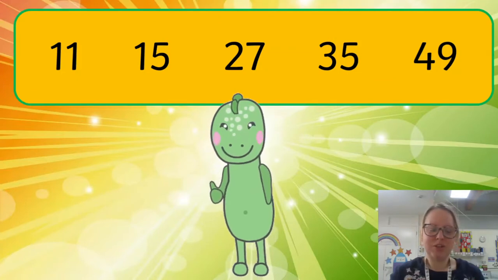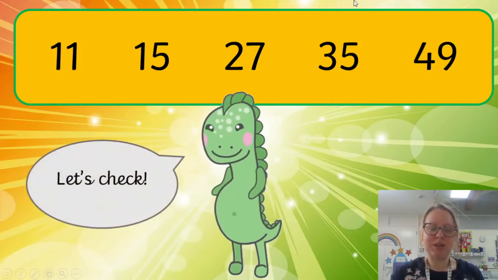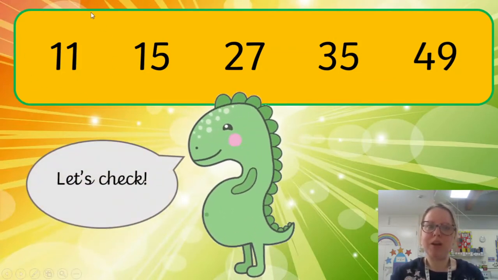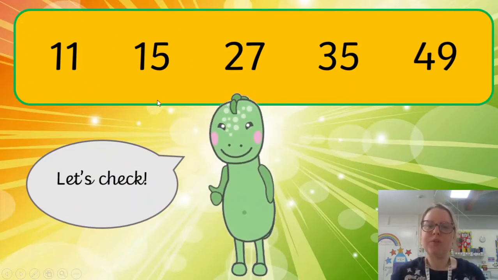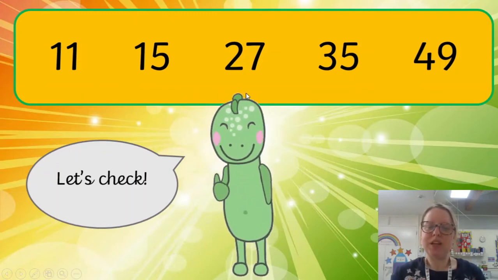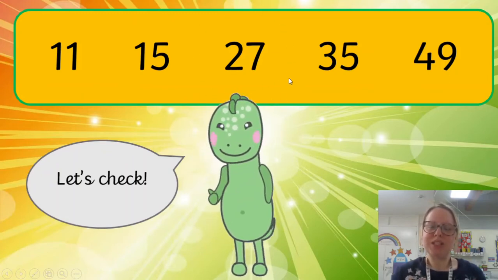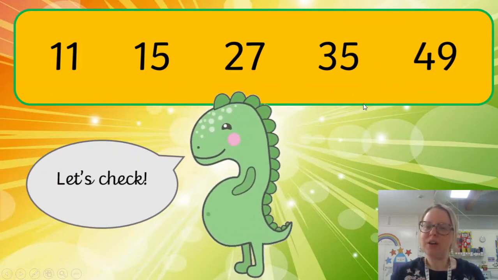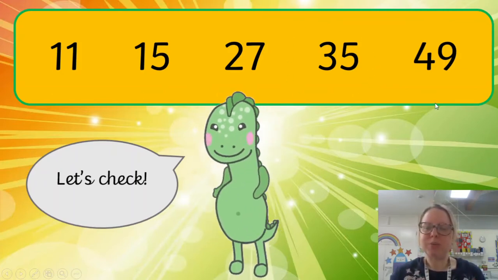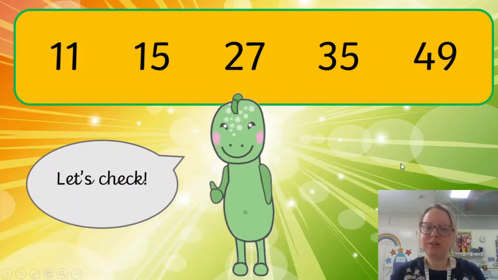So let's check your answers. So the first number, the smallest number, was number 11. Next was 15. The next number was 27. Then we should have 35. And the greatest number was 49.